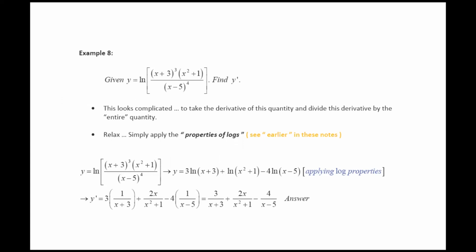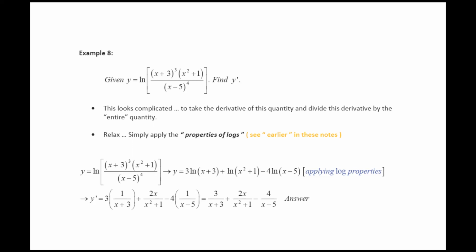Problem 8, y is ln of (x plus 3) cubed times (x squared plus 1) divided by (x minus 5) to the 4th power, and we want the derivative, which means up to now that we've got to take the derivative of this thing and then put that answer all over itself. Now, this is going to be quite a job. Denominator times this, and that's a product. This is going to take quite a bit of time. But no, it's not.